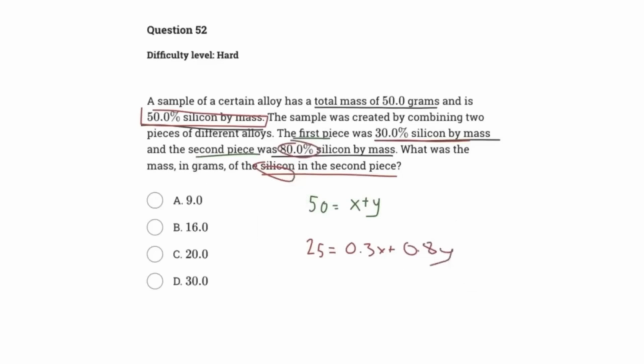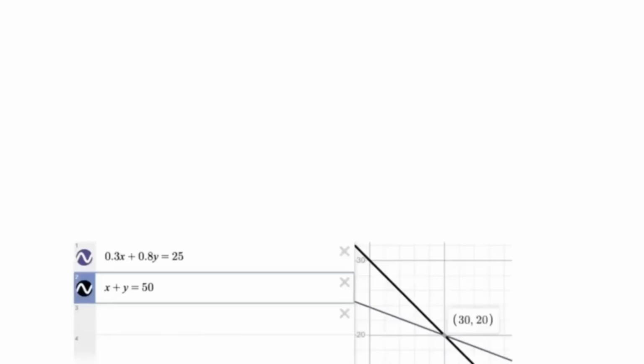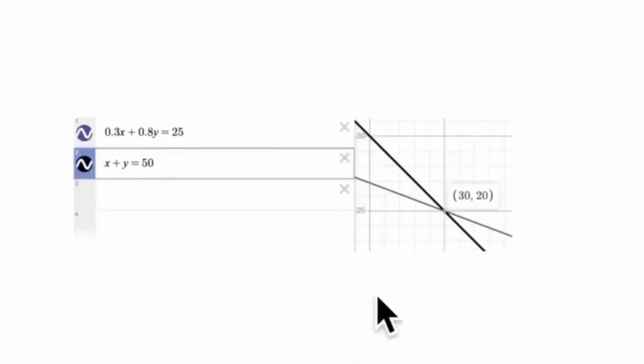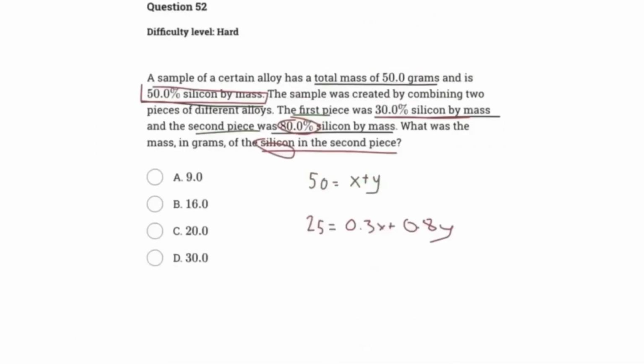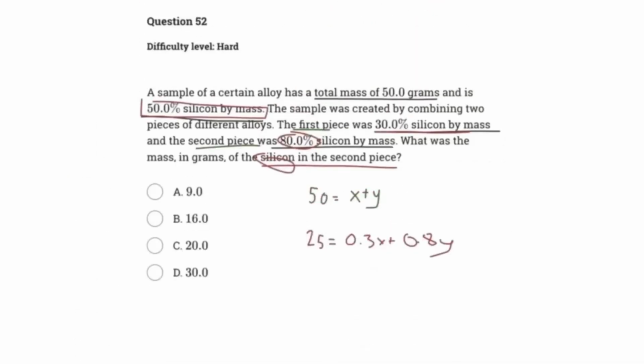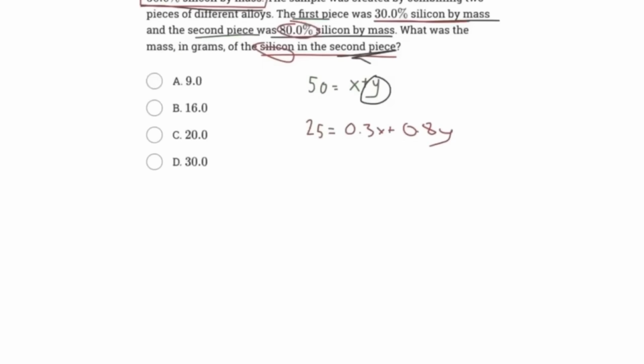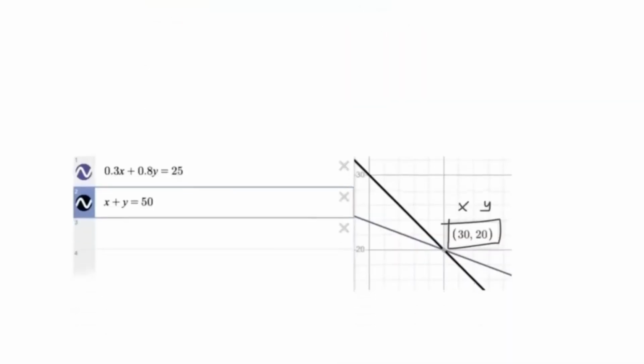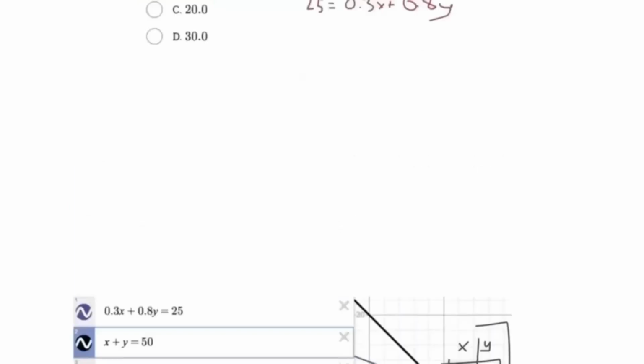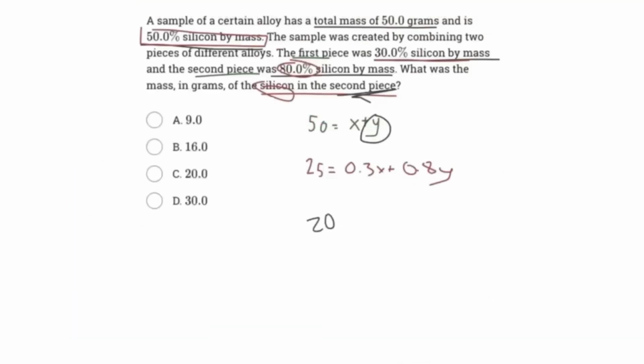All right, so now that we've got these two systems of equations, we go over to Desmos and plug it in. So we can see, guys, we plugged it in here and we find the intersection. So this is our corresponding x and y values. It says what was the mass in grams of the silicon in the second piece. We labeled Y as the total mass of the second piece. And so the total mass of the second piece here is, you can see, 20. So 20 grams is the total mass.